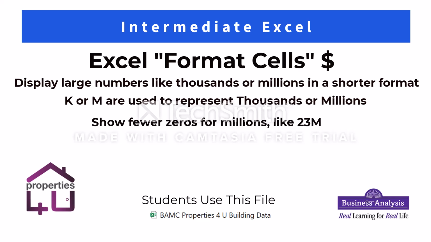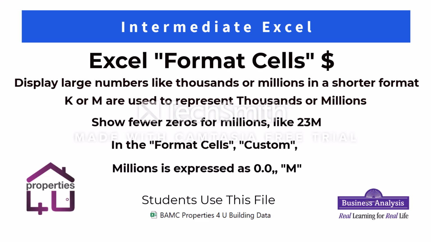In the format cells custom, we can actually change and express 0.0 comma comma space M, which will allow us to use a smaller space of numbers. We're going to show you that in just a second. So this training video examines the capability of changing the number of zeros in the data cells when that seems appropriate. For example, displaying a $23 million number is actually 8 digits. That's 6 zeros and 2, and let's say 23.